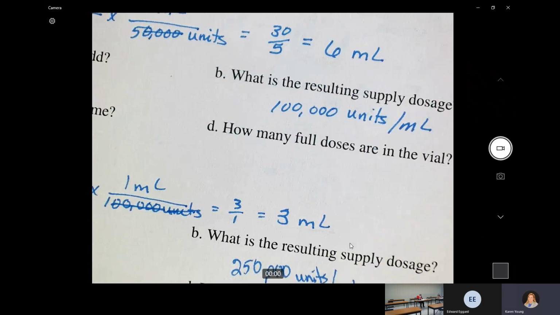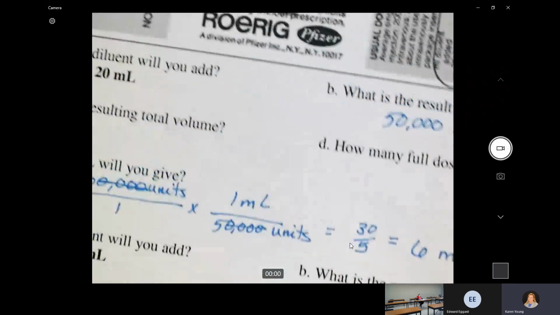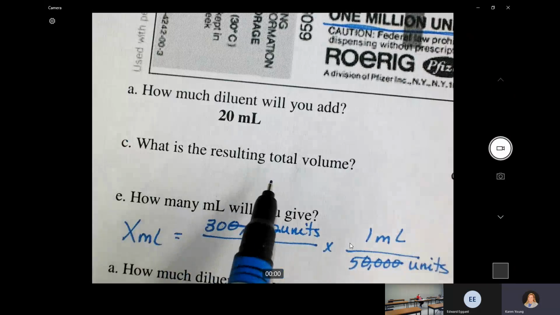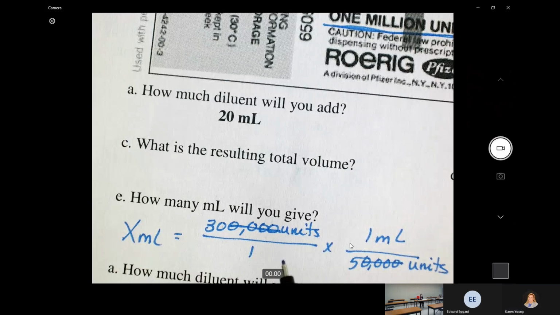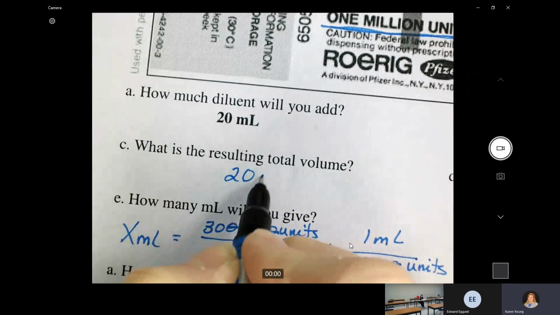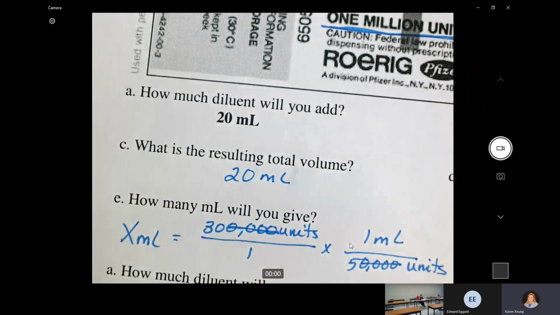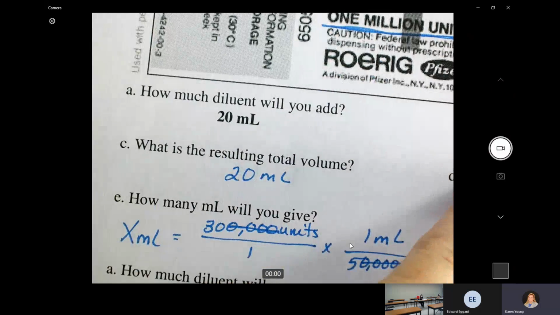Alright. Now, sometimes I don't know if I have questions or not. You'll have to speak up if you have them. Let's go back up here. What's the resulting volume? 20 milliliters. What would be your guess? It's 20 milliliters. Because I had 1 million units, I'm giving 50,000 units per milliliter. So my resulting volume is 20 milliliters.